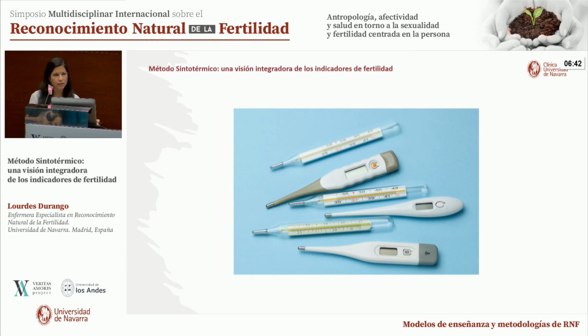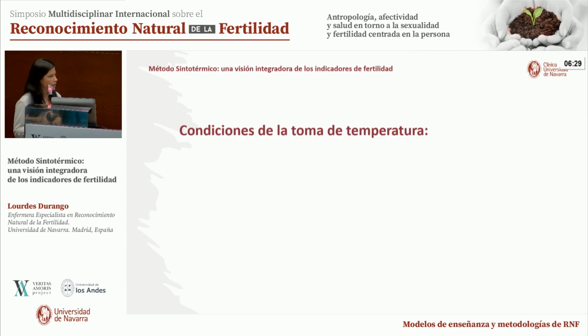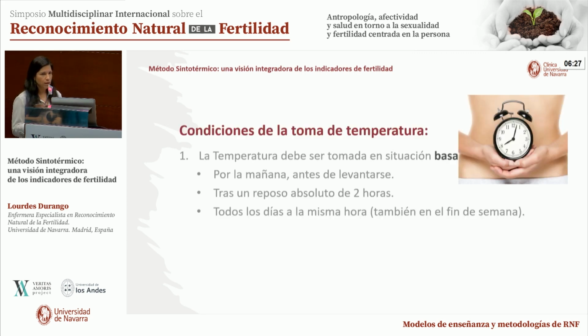We already said that we can use any type of thermometers in principle, well, gallium, digital, but as long as a series of conditions are met. Although we mentioned them already in the workshop of fertility indicators, I think it's important because how to take the temperature is not valid. All are not valid. Temperature has to be taken in baseline situation before getting up in the morning, after absolute rest of 2 hours before taking the temperature, measuring the temperature every day at the same hour, also during weekend.